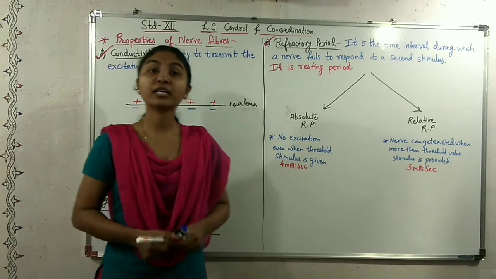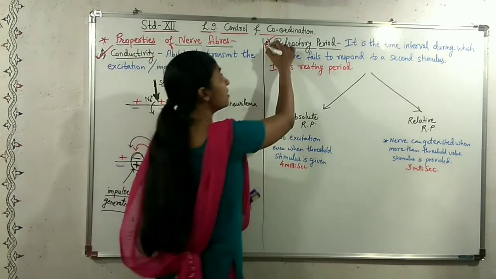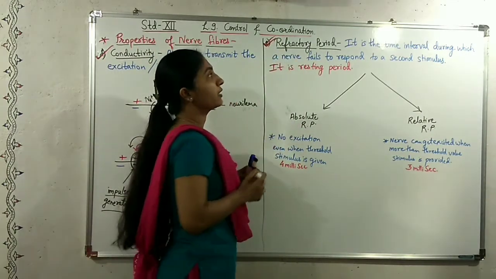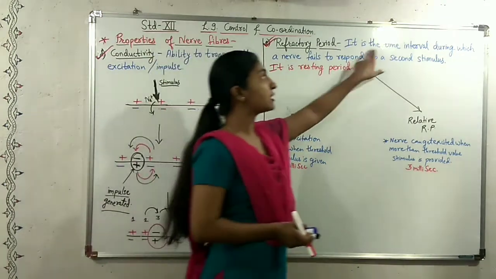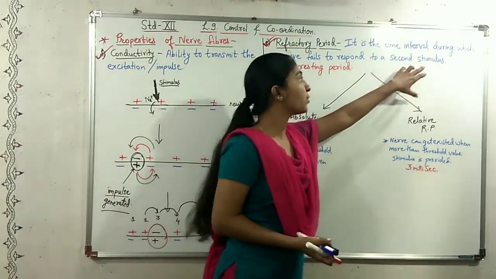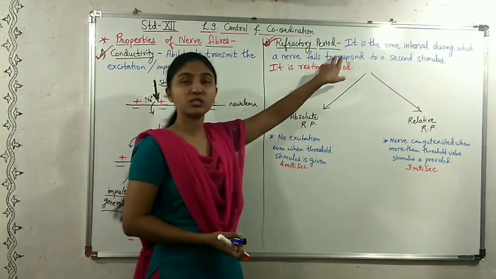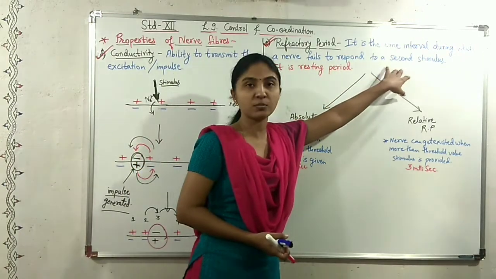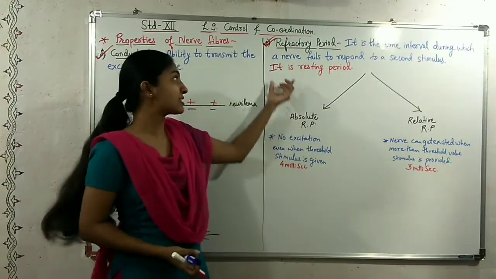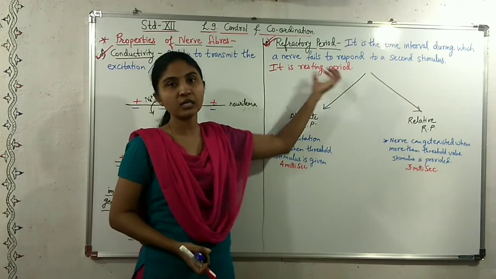The next property that we will talk about is the refractory period. Refractory period is the time interval during which a nerve fails to respond to a second stimulus, or it can be said to be the resting period of the membrane.